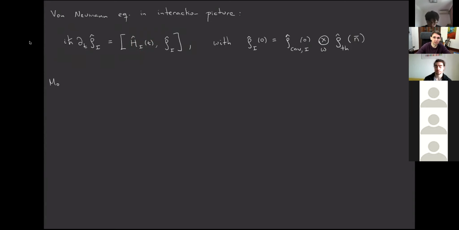So let me write it in the following way. We are going to find a more convenient form for perturbation theory, and we do it in the following way. First of all, I just formally integrate the von Neumann equation. And if I formally integrate the von Neumann equation, I get the following.